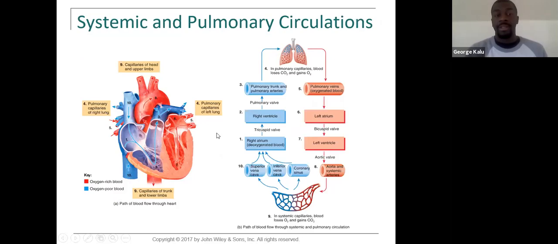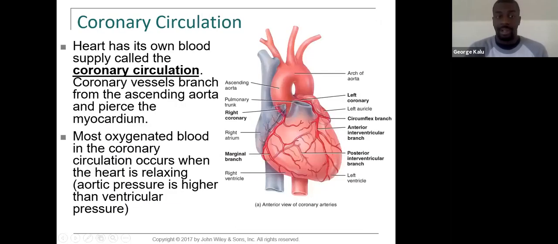Okay. There's the third type of circulation, which is called the coronary circulation. So the coronary circulation is going to be the circulation that actually supplies the muscle of the heart, the myocardium. Okay. So just like any other organ, the heart needs to have its own blood supply. Now that blood supply is going to be coming in the form of the coronary circulation.